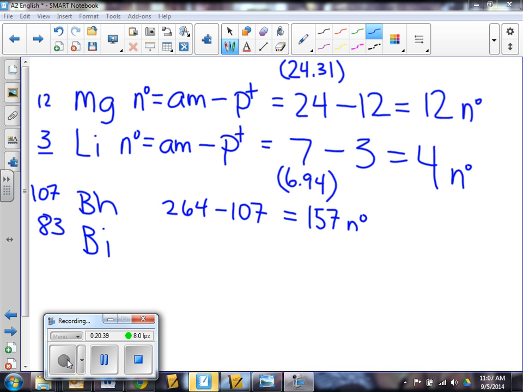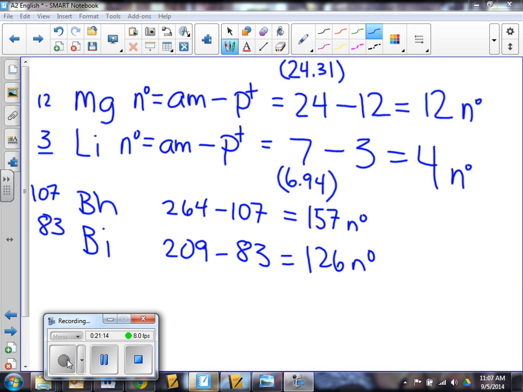For bismuth, which is number 83, the first thing I would do is round off its molar mass. It says 208.98. I would round that off to 209. It's number 83, so I would do 209 minus 83. Someone just tell me what that is before I do the math incorrectly. 126, yeah? Thank you very much.